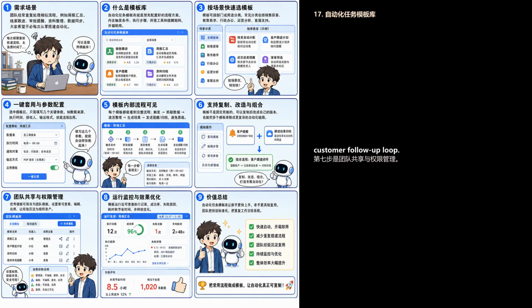The seventh step is team sharing and permission management. Good templates can become team templates, but permissions must define who can view, edit, and enable them. Experience sharing must be combined with security control. Otherwise, more automation means more risk.